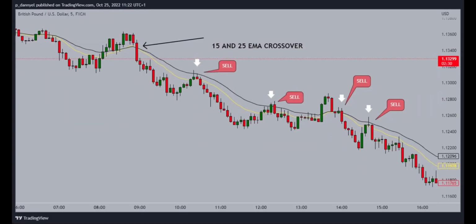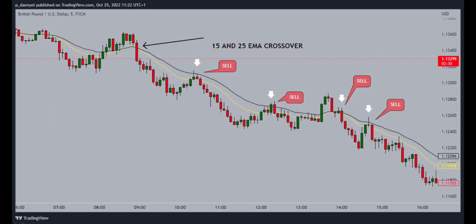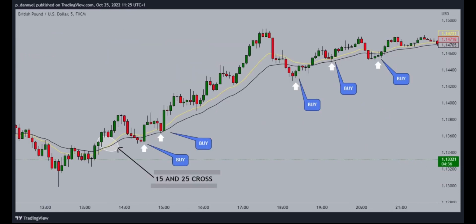Here's an example of the setups. Here we see the moving average crossover has happened and price is in a downtrend. So all we are looking for is pullbacks that touch the 25 EMA and we take sell positions from there. We take sells from the close below the 15 EMA. This is a buy scenario. Moving average has crossed over, and we look for pullback back to the 25 EMA, then we take buys from there. We take buys from the close of the candles above the 25 EMA.